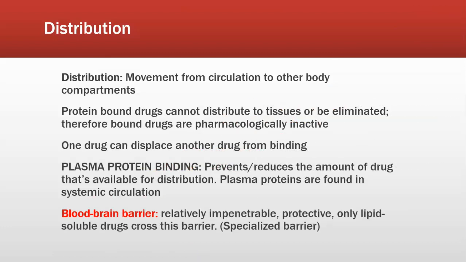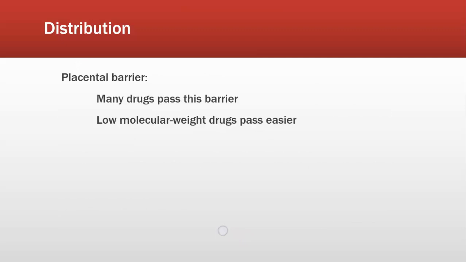So the blood-brain barrier is relatively impenetrable. It's protective, and only lipid-soluble drugs cross this barrier. The blood-brain barrier is a specialized barrier. The placental barrier, well, many drugs pass through that, and low molecular weight drugs pass much more easily.